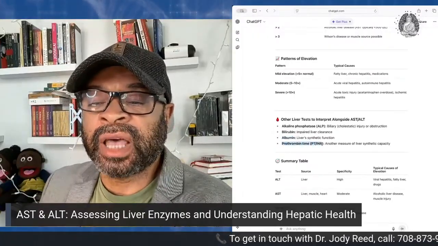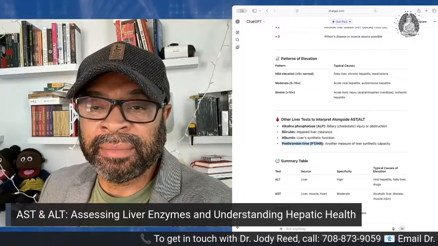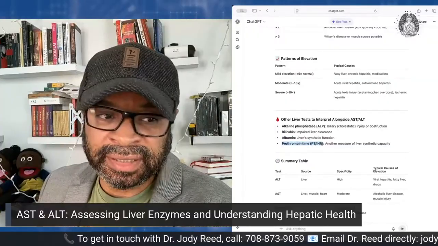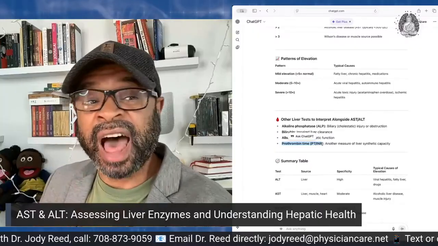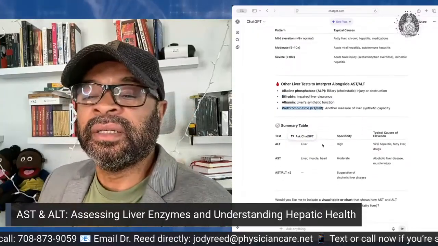And then prothrombin time. You need to produce the proteins in order to make the clotting factors and things like that.